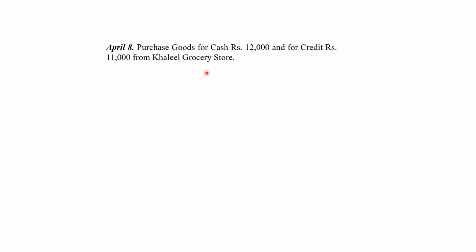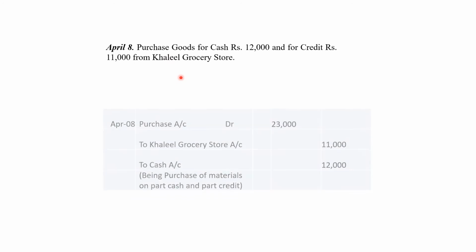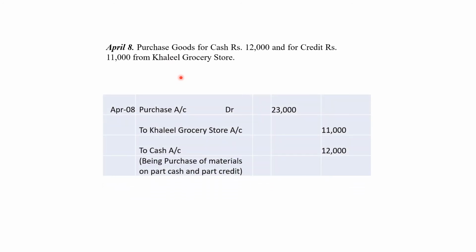You have Khalil's grocery store. So Khalil is the giver over here. It's a personal account over here. You see, it's a legal entity. Khalil's grocery store is a legal entity. So Khalil's grocery store account is also credited. So you have, as you can see, purchase account debtor 23,000 to Khalil's grocery store account to cash account, right?